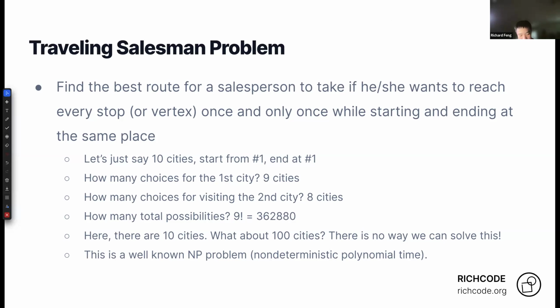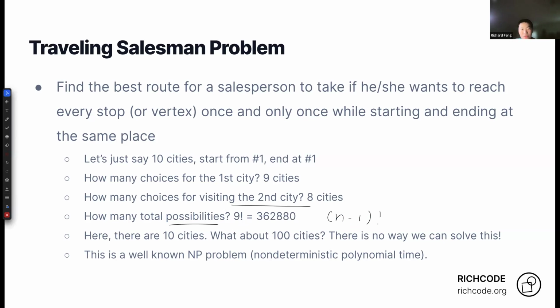Now let's go back to saying there are 10 cities. For the first city, we have 9 different options. So if there are 10 cities and we're currently at city 1, we can go to city 2, 3, 4, 5, 6, 7, 8, or 9. So there are 9 options. And then how many options for the second city? We have 8 options. So basically the total number of possibilities, yes, Roger said it, is going to be n minus 1 factorial.